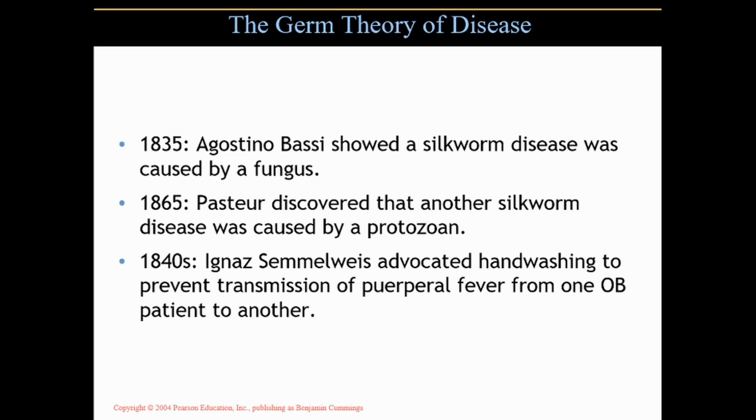Just a couple of dates. Agostino Bassi showed that silkworm disease was caused by a fungus. In the 19th century, silk was a highly sought after fabric to make dresses and tapestries and curtains and scarves and a number of things, and the worms produced the silk. Well, the silkworm was being wiped out by a fungal disease, so we called on these microbiologists to figure out what was causing this and whether we could stop it and save the silkworms.